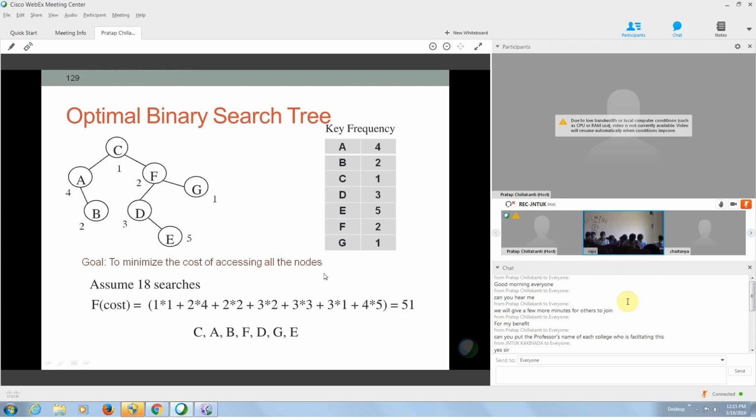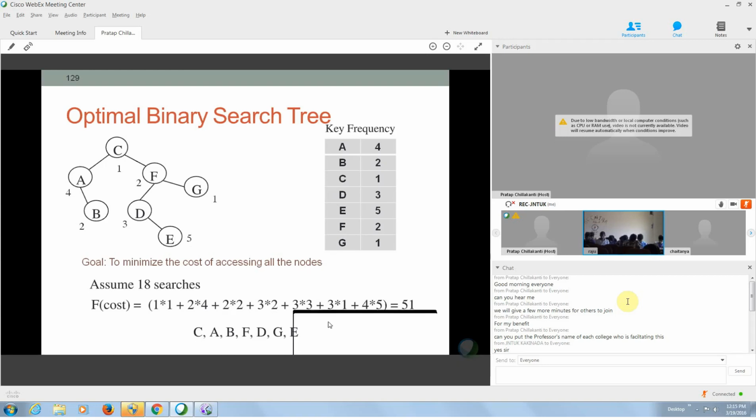So I gave you an example, if you recall. When you have a key frequency, these are all the different keys that are available, and then you can see the frequency order in which they are done. Our goal is to build optimal binary search trees to minimize the cost of accessing all the nodes. So when you are given a tree on the left and the table on the right, you compute the cost of accessing. How do you compute the cost?